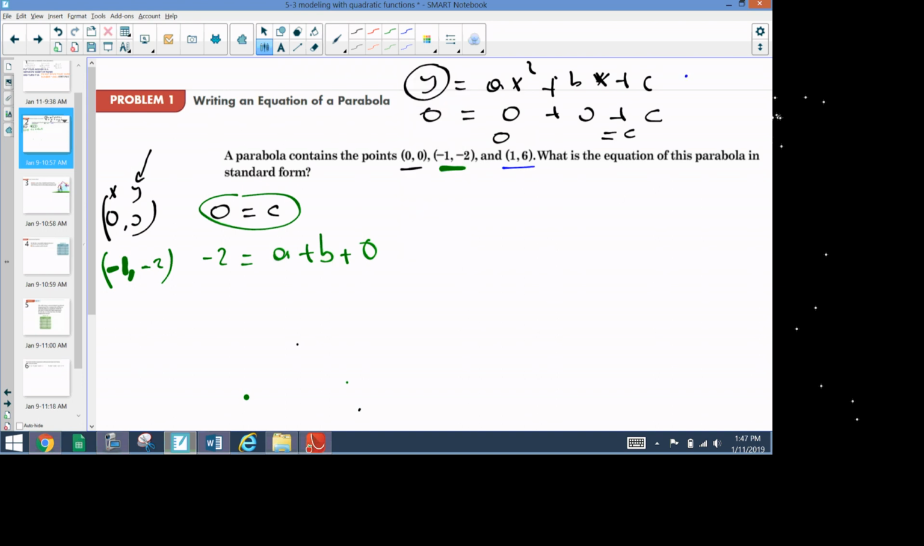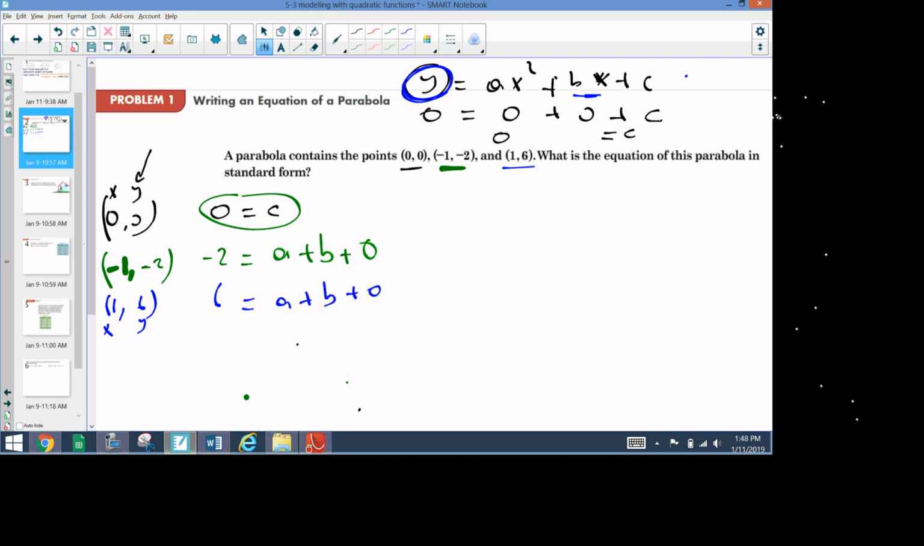What was the other point? 1 and 6. So 1, 6. This one is y, this one is x, right? Make sense? So what I'm going to write, I'm substituting here. 6 is equal to a, plus b. That's all. What happens to C? C equals 0. You don't have to write it. Do you all agree? 1 and 6.